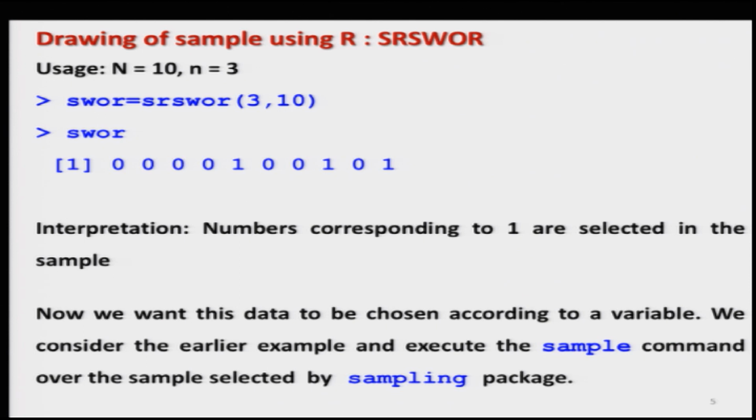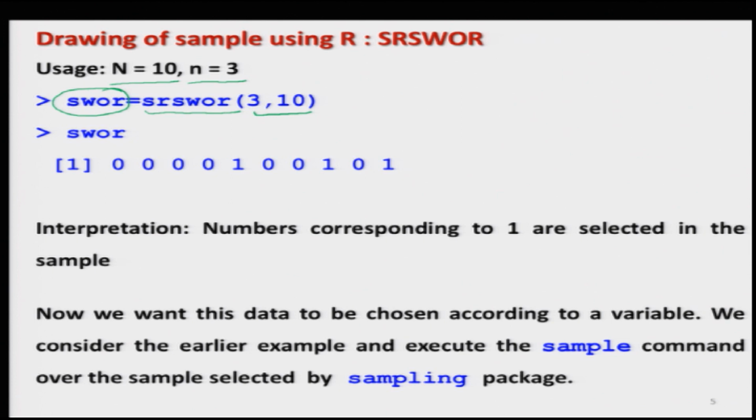Now if you look here, I am taking a population of size capital N equal to 10, and small n equal to 3. That means I would like to have a sample of size 3. So I use the command here with sample size 3 and population size 10, and whatever is the outcome of this vector, I will store in a vector named swor.